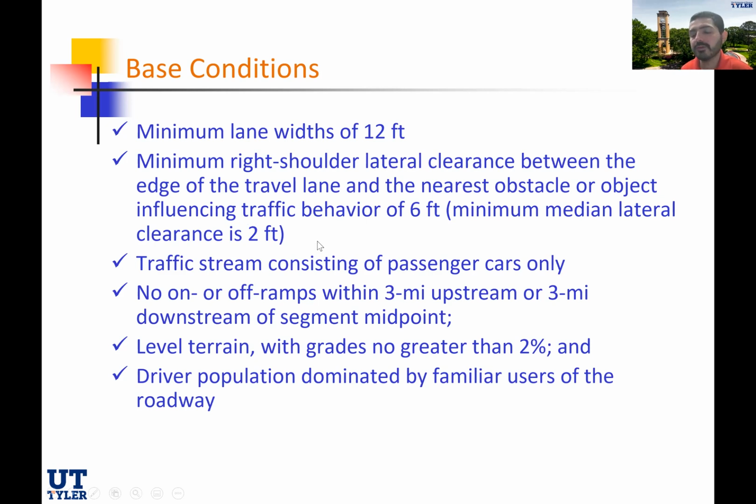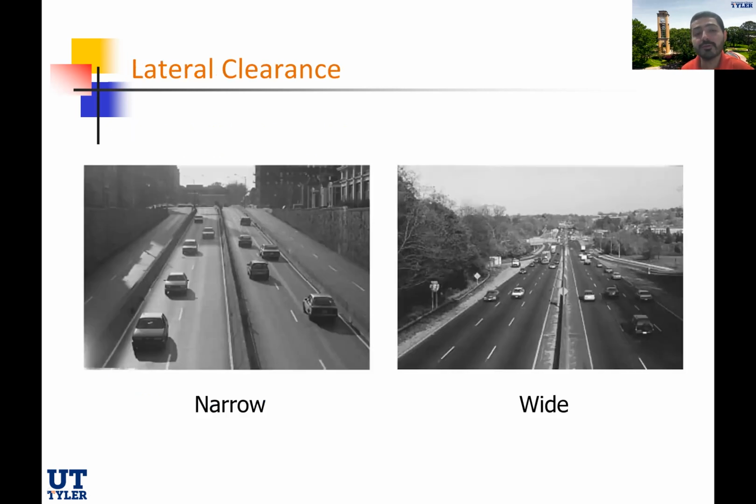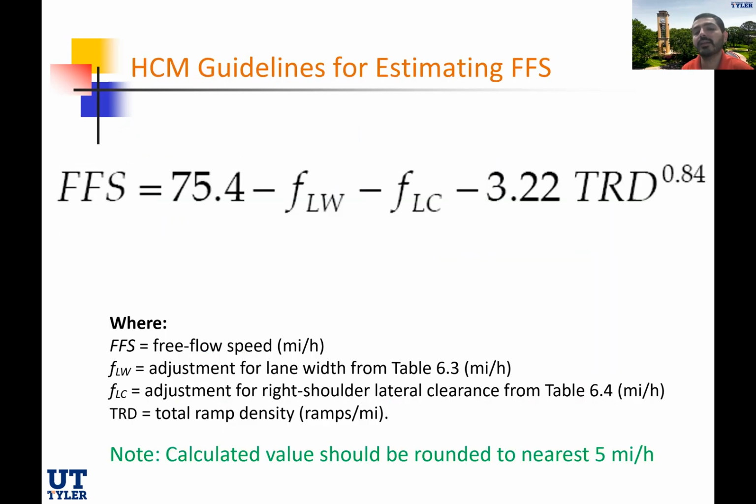So again, you should be able to remember what are the base conditions for freeways. And then here to the calculations. This equation is a very empirical equation. It will definitely be provided to you in the exam. How to estimate the free flow speed: 75.4 minus FLW minus FLC minus 3.22 TRD to the power 0.84.